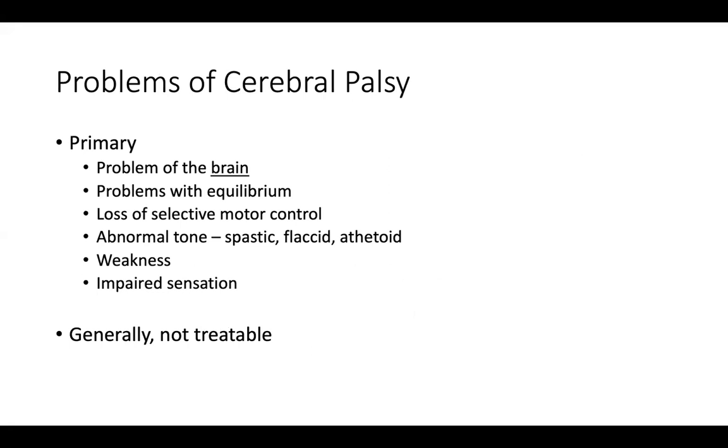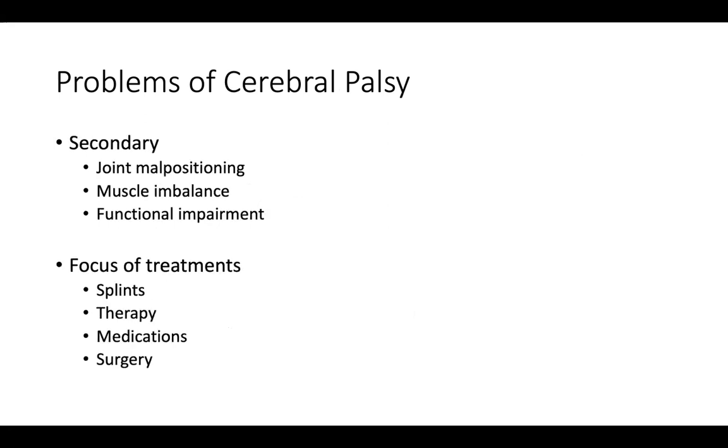The primary problem of CP is a problem of the brain, where they have issues with equilibrium and motor control, tone, and impaired sensation. But unfortunately, the primary problem of CP is generally not treatable. As I said, it's a non-progressive insult that can't be treated at the source. And so it's the secondary problems of CP that are the focus of most of our available treatments. So we have splints and bracing, therapy, medications, and surgery, which we're going to focus on, which are directed at treating the joint malpositioning, muscle imbalances, and then the resulting functional impairments.